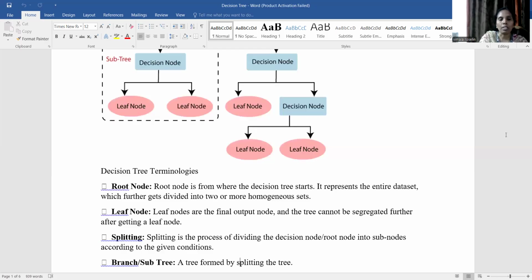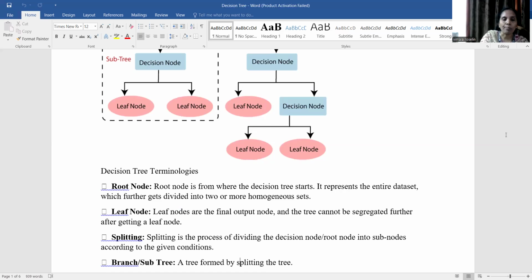Next is the leaf node. Leaf nodes are the final output nodes. The tree cannot be segregated further after reaching a leaf node, so that is the last node. And splitting: splitting is the process of dividing the decision node or root node into subtrees based on the given conditions. According to the condition we give, it is divided into subnodes.